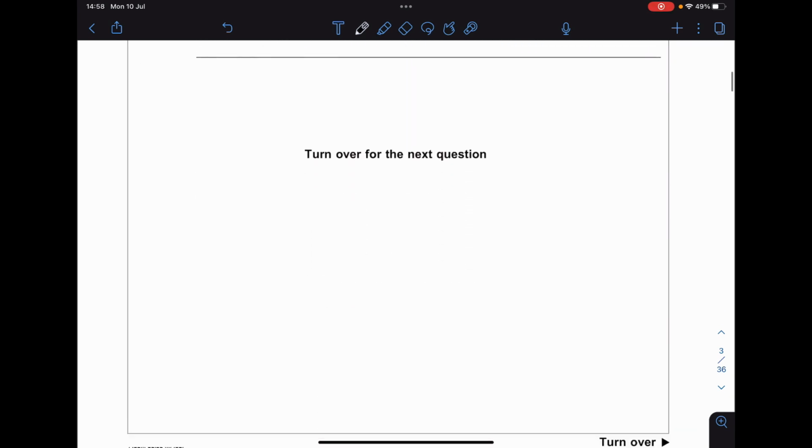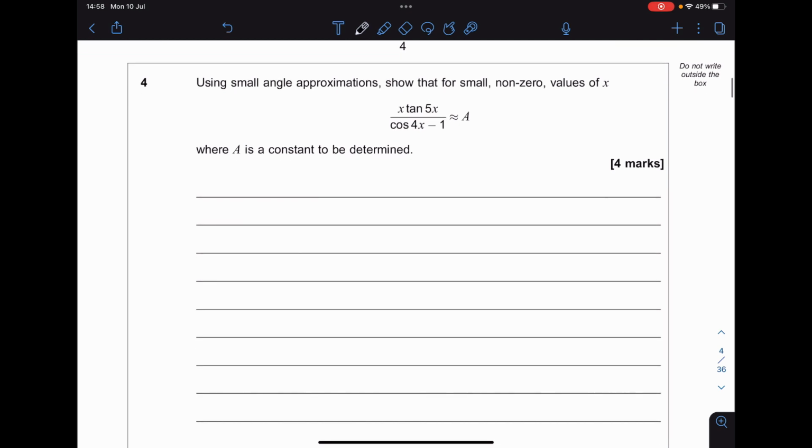Okay. Question 4. Use small angle approximations to show that for small non-zero values of x, the x tan of 5x over cos 4x minus 1 is approximately some a. Okay, so small angle approximations, we should know these by now. That's going to be that tan 5x will approach 5x. This is going to be x times 5x.